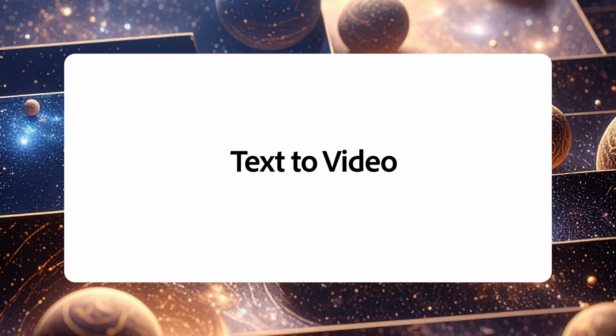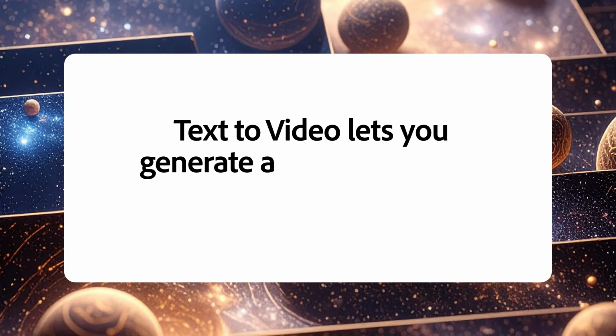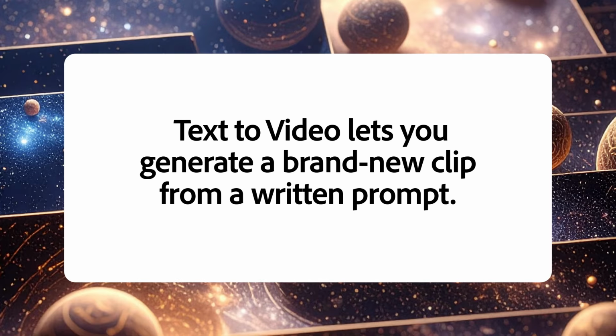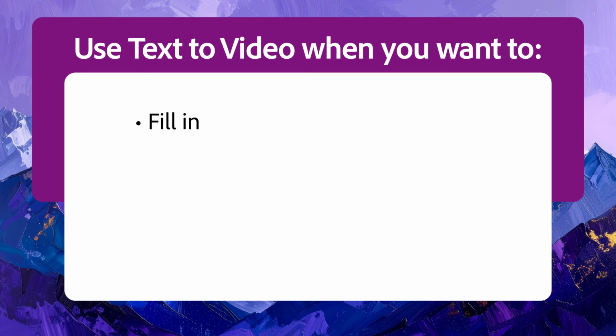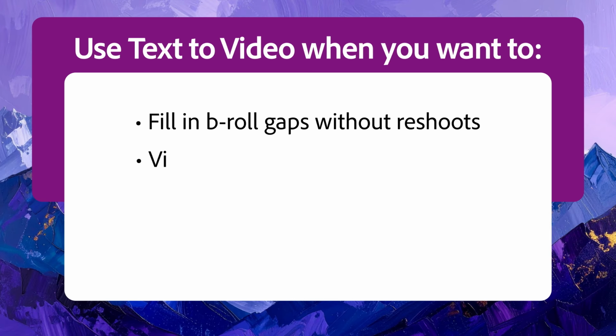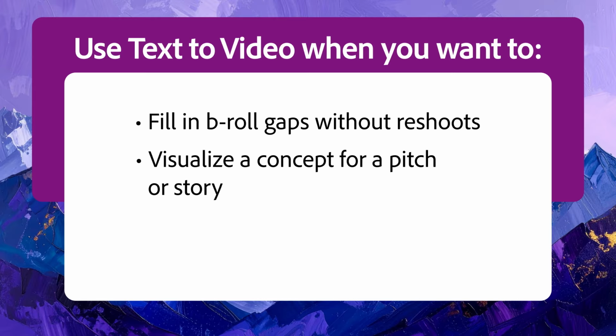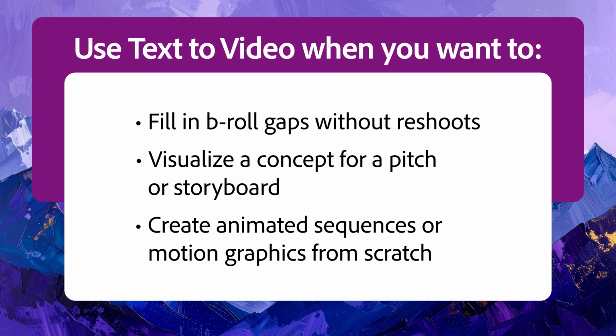First, text-to-video. Need a shot that doesn't exist yet? Text-to-video lets you generate a brand new clip from a well-written prompt. Use it when you want to fill in B-roll gaps without reshoots, visualize a concept for a pitch or storyboard, or create animated sequences or motion graphics from scratch.